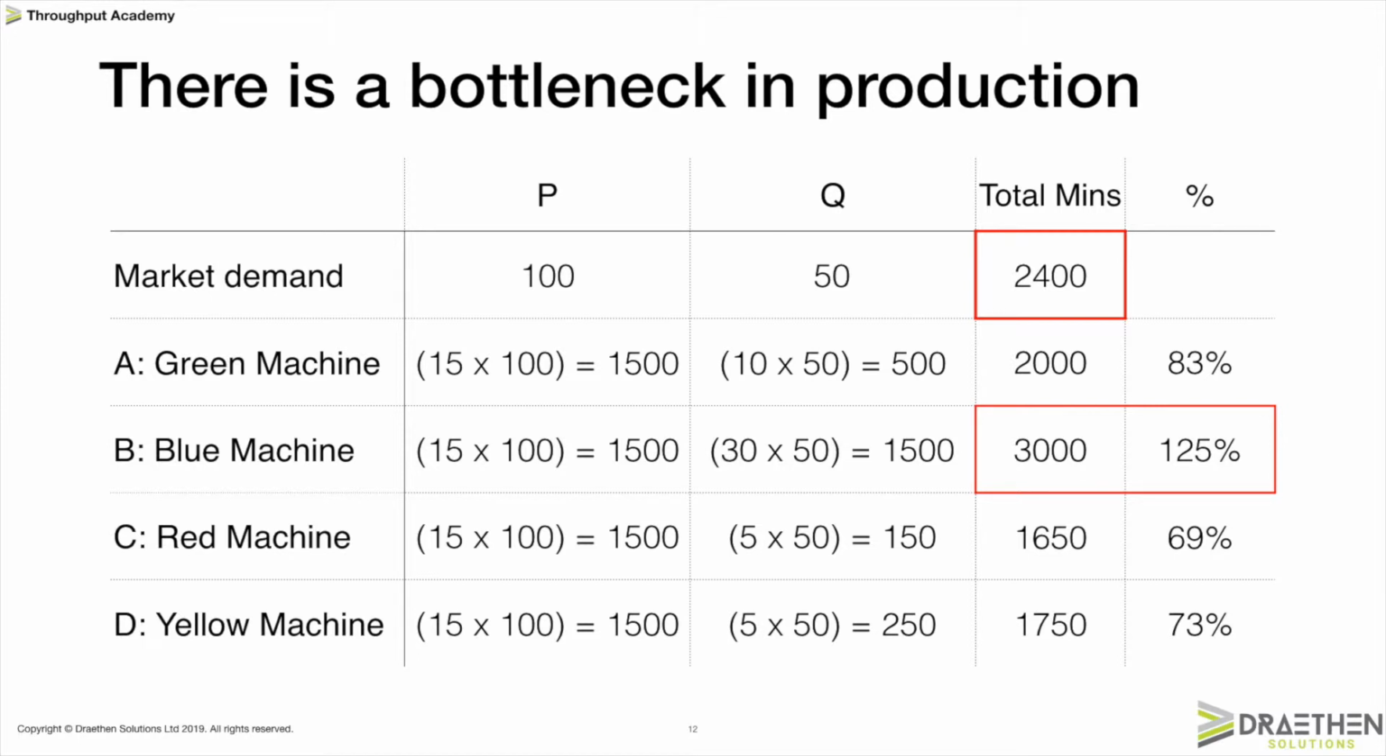If we quickly whiz through the remaining two machines, the red and the yellow, we can see that both have plenty of capacity to meet the demand for product P and Q. Blue is the bottleneck. Blue constrains our ability to service all of the market demand. We are going to have to make some tough choices about how we use blue's time most effectively and exactly what product and how much we can supply to our customers this week.